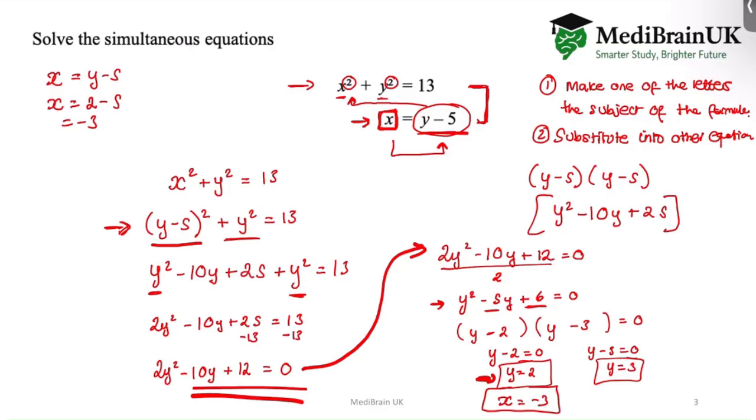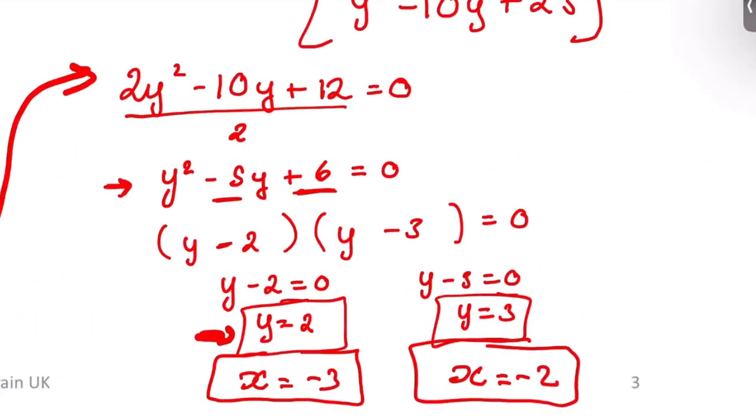And then when y is 3, x is y minus 5. And then when y is 3, 3 minus 5 is going to get you -2. So x is going to be -2. So you're going to have two sets of solutions over here. When y is 2, x is -3. And when y is 3, x is -2.